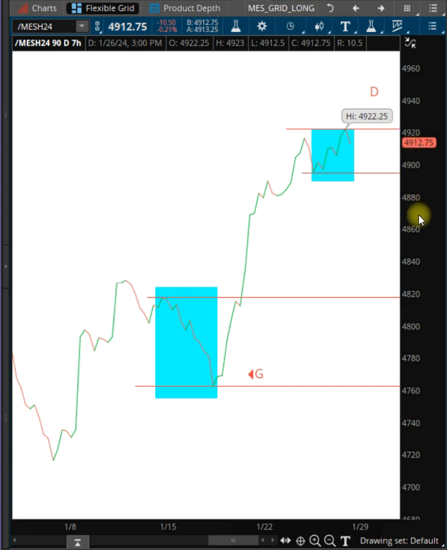Begin with one contract. Again, begin with one contract. When you break, you can add more contracts. Don't begin with 5, 10, or 20 contracts. Okay? You got a nice top here, and you have a nice bottom here.